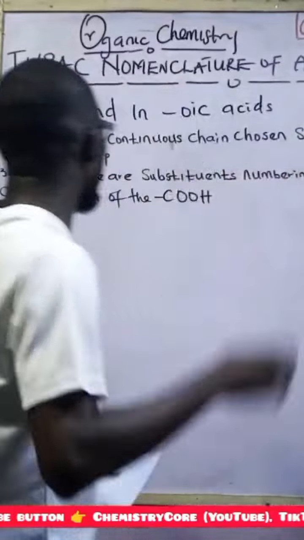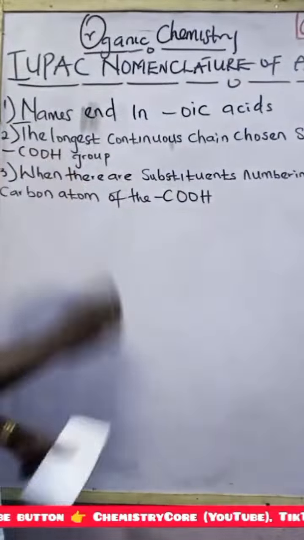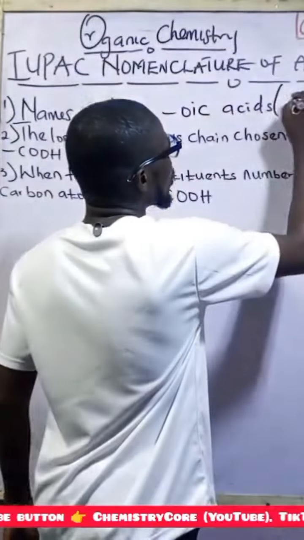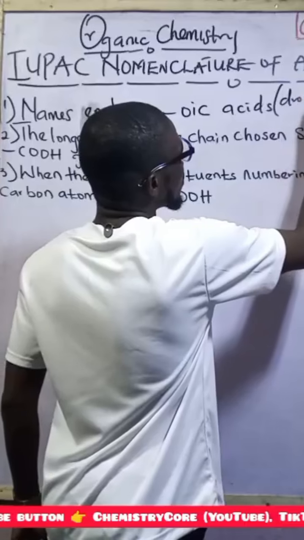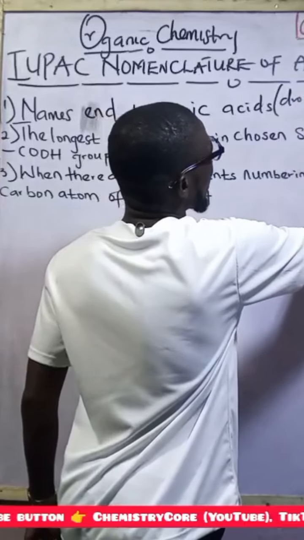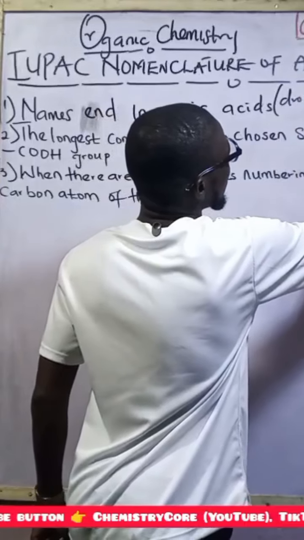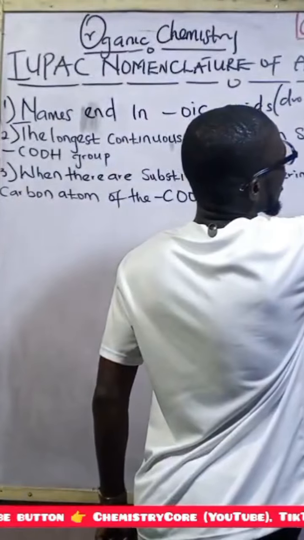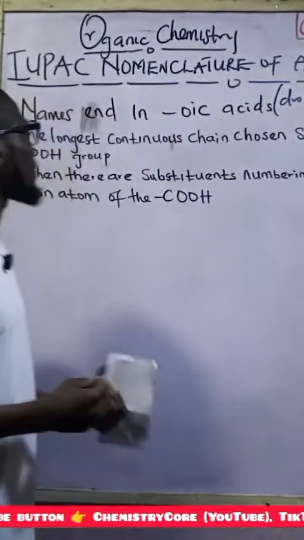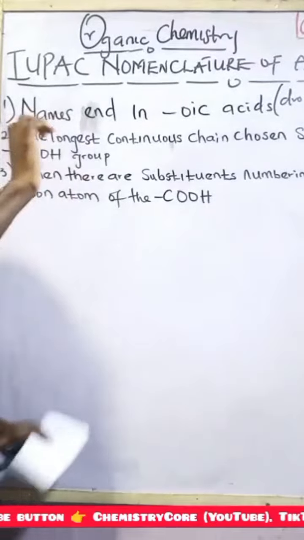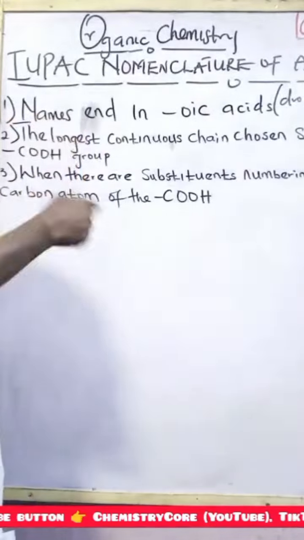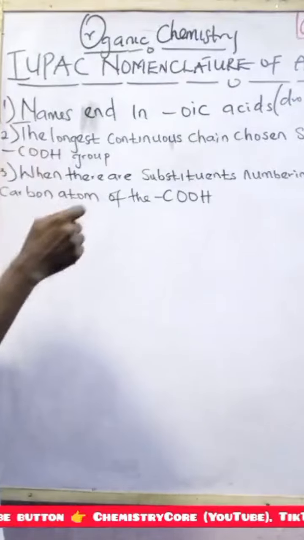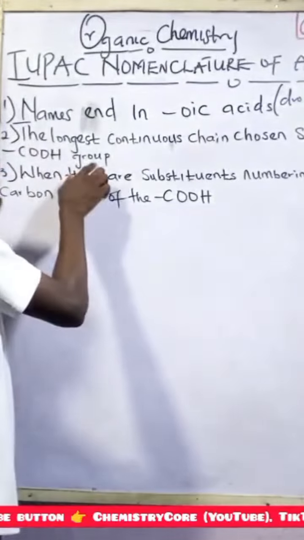So guys, the first thing is names end in oic, that is, we are going to drop the E in alkane and replace it with the suffix oic. That is the meaning of that. The second one is that the longest continuous chain chosen should contain the functional group. This is a carboxylic functional group.